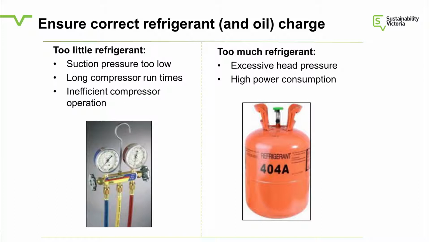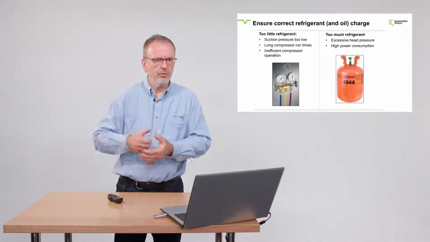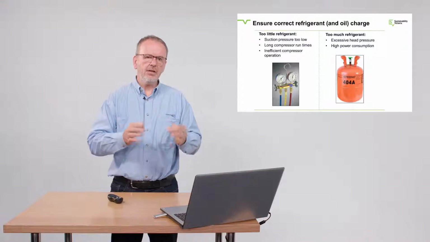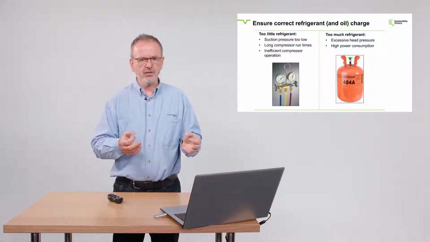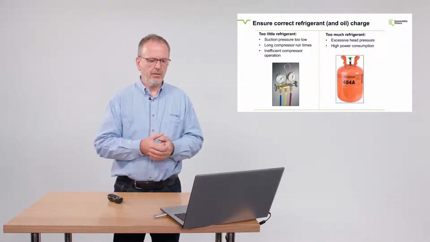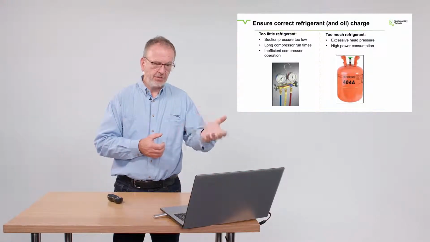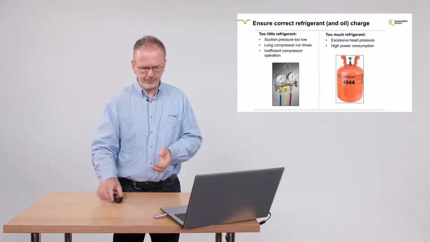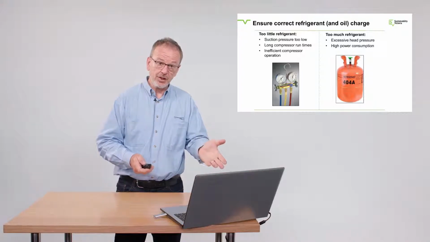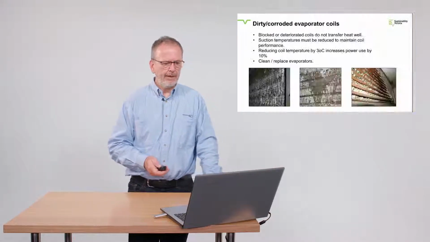Now, if you overdo it and you put too much refrigerant in, the opposite happens. You have too high a head pressure and you have higher power consumption because of that, because now you've got your condenser half full of refrigerant. So getting the refrigerant charge just right is an important thing, and your refrigeration technician knows how to do that. Changes in refrigerant charge are detectable if you have a system that is able to monitor it. So that's refrigerant charge, an important thing to keep right.